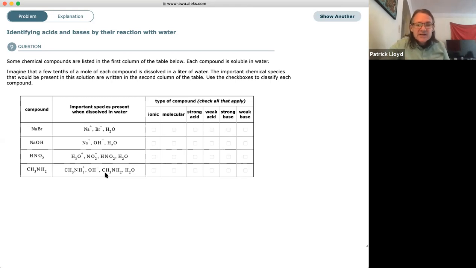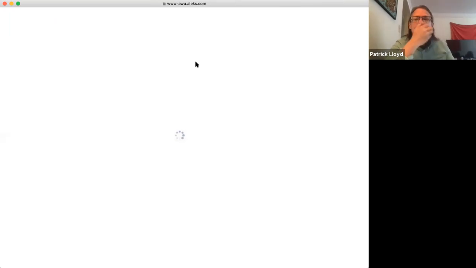However, the fact that they show you that there's a large amount of unreacted methylamine, right? Some of this did not react. That's another clue that it's a weak base as opposed to a strong base. For the strong bases, you don't have any unreacted base. For the strong acids, you don't have any unreacted acid. So that one would be a weak base. Let's take a look at one more.